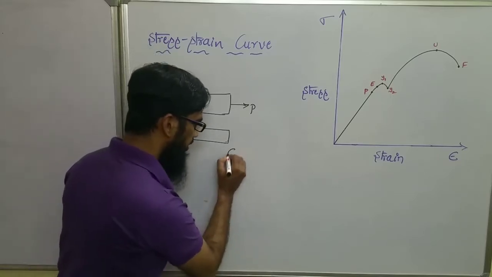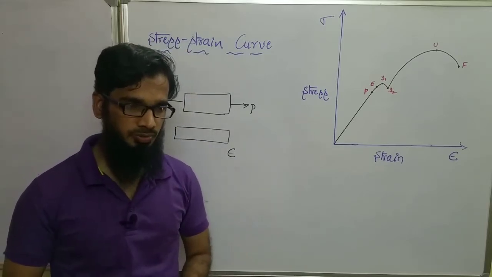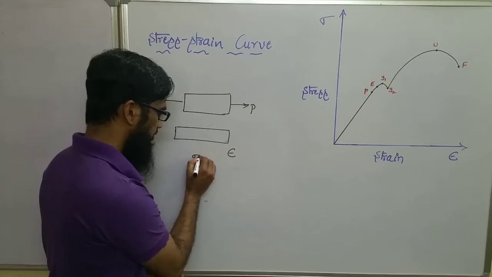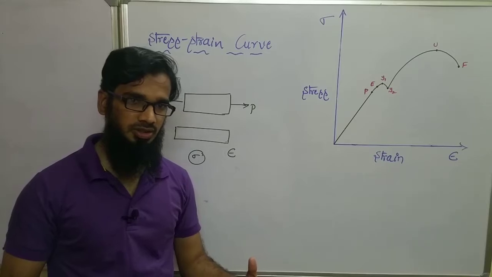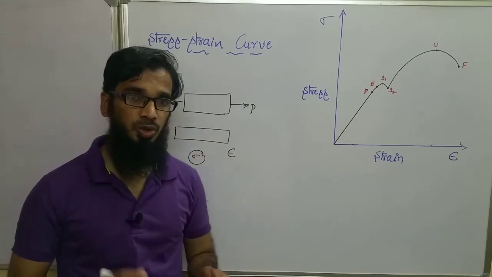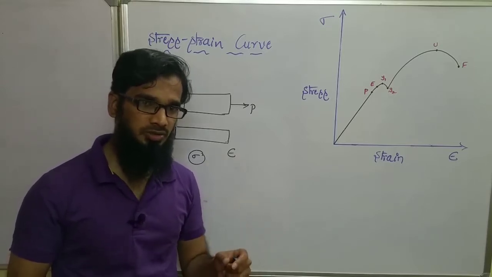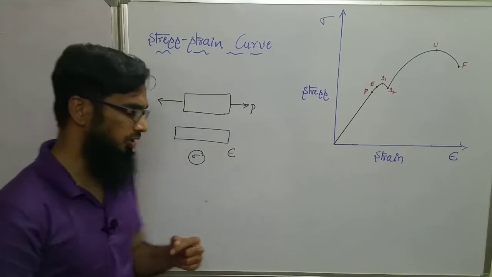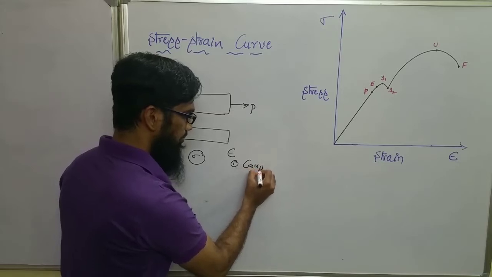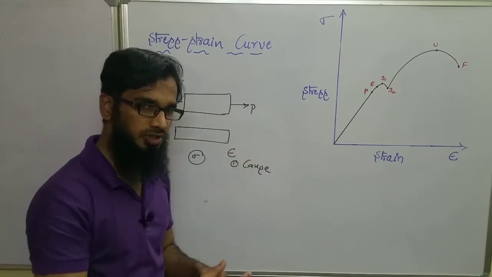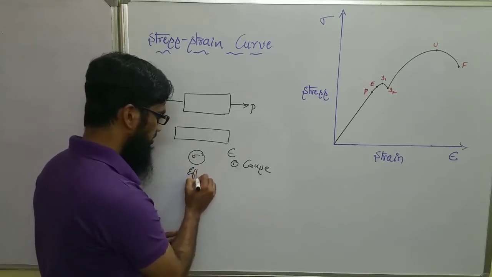That means a strain occurs in the material, which gives the change in dimensions. There is one more term, sigma, which is nothing but the stress. This stress is developed inside the body to resist the strain. To resist this strain, a stress is developed inside the body. So the strain is the cause here, and because of this strain there will be a stress in the member, which acts as the effect.